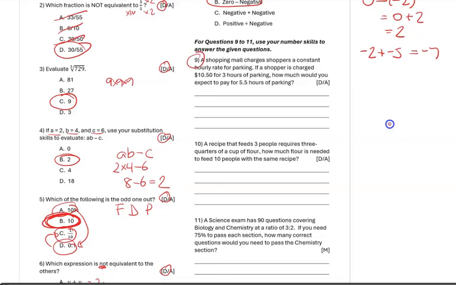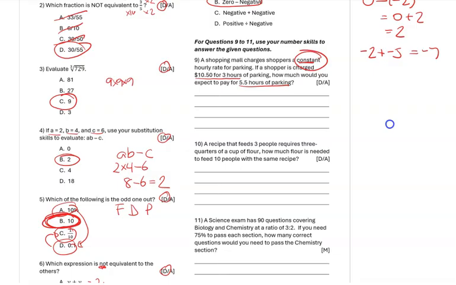So question number 9, a shopping mall charges shoppers a constant rate for the parking. So constant means it's the same thing. So if a shopper is charged $10.50 for 3 hours, how much would you expect to pay for 5.5 hours of parking? So the first thing we need to do is find out what's the hourly charge. What's this constant hourly rate that they're asking us to pay?